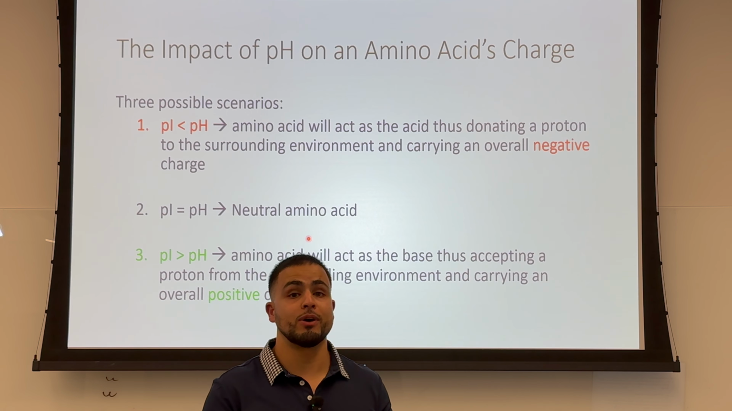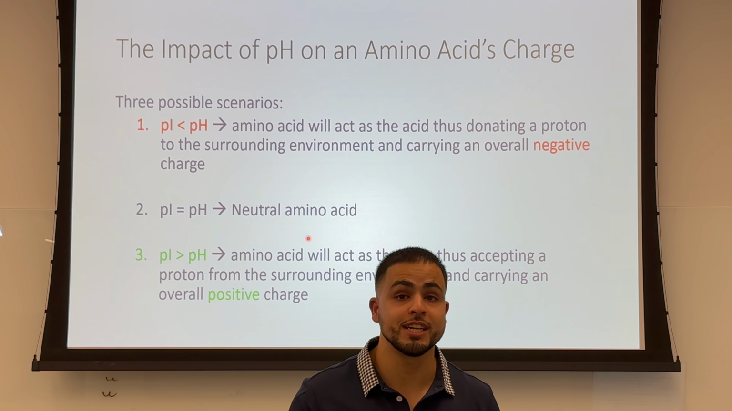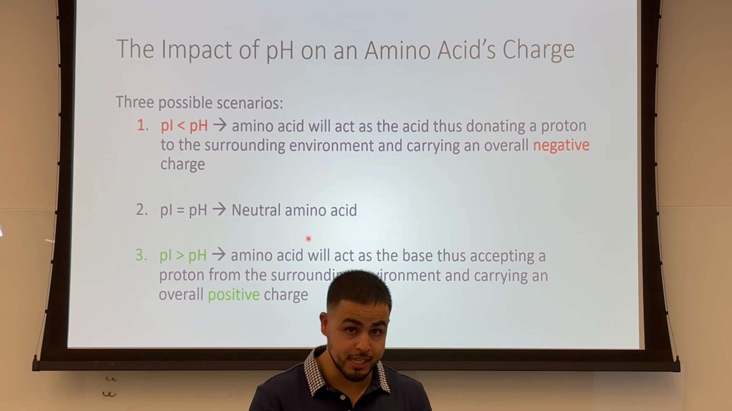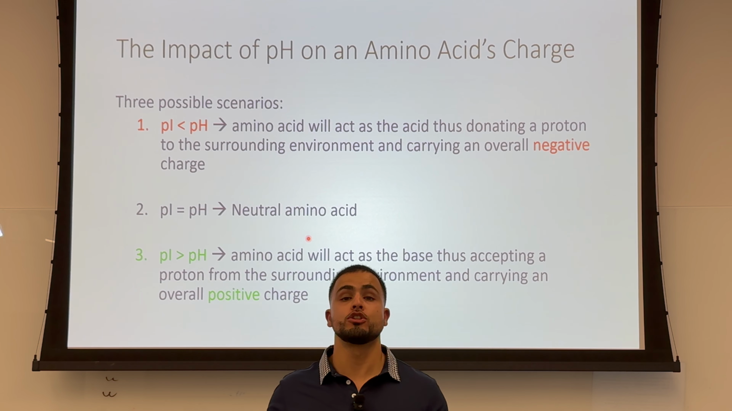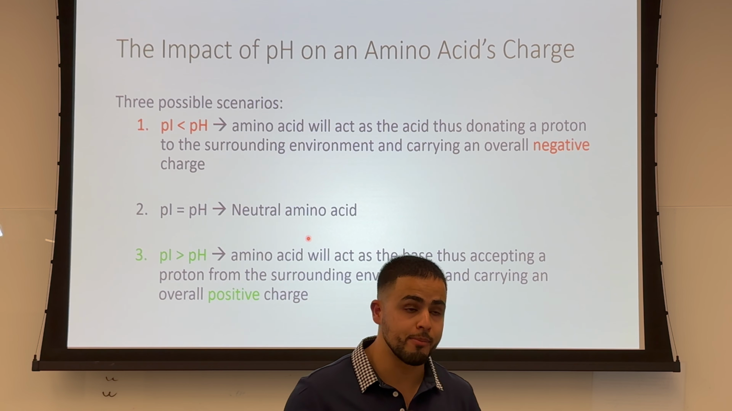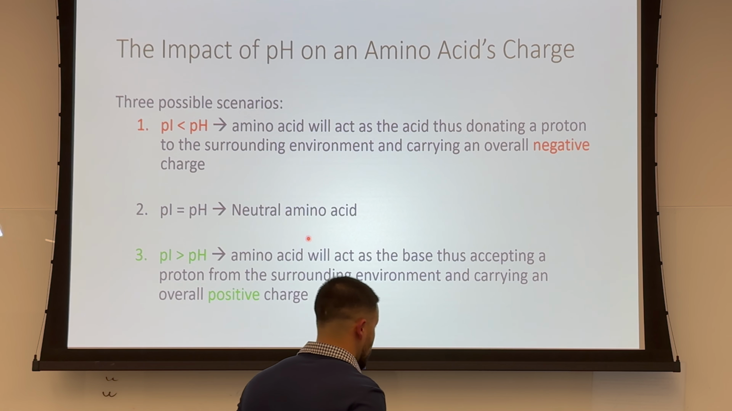So in the first scenario, when the pH of the surrounding environment is higher than the PI of your amino acid or protein, then the amino acid or protein is going to act as the acid because it has a lower PI, thus donating hydrogen atoms to the surrounding environment and carrying a negative charge.